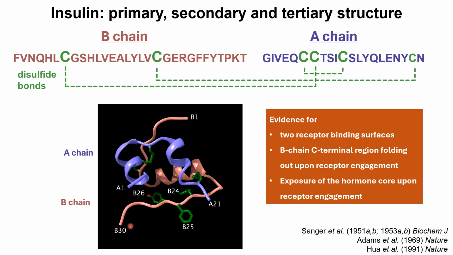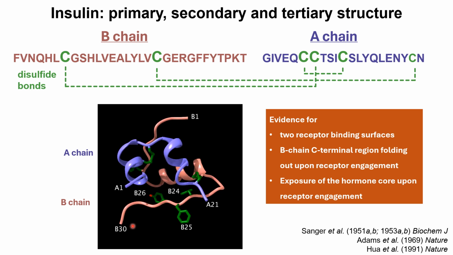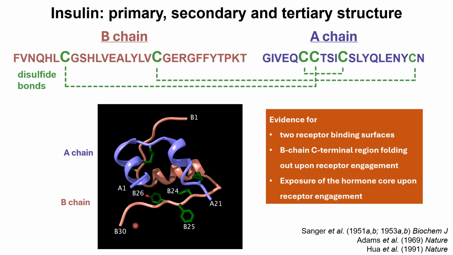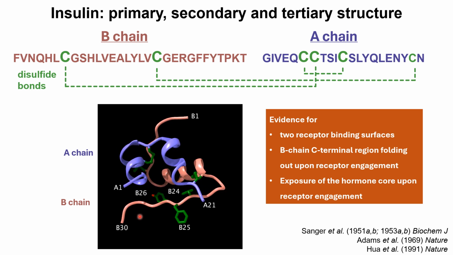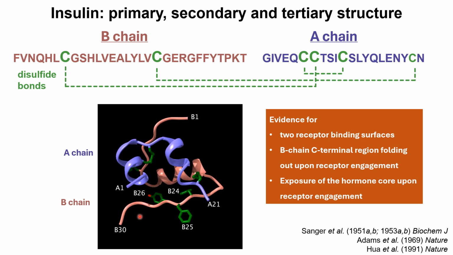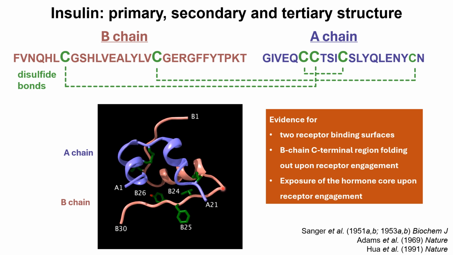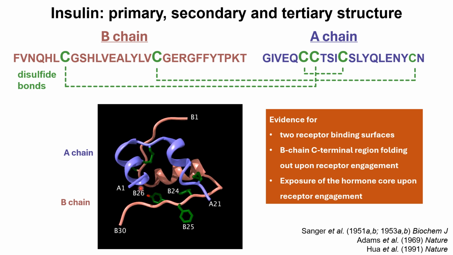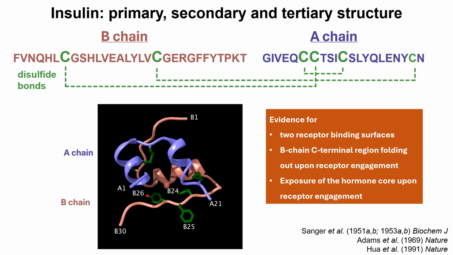Now, through various analyses of sequences and mutagenic studies, it was deduced fairly early on that there are two distinct surfaces on insulin that are responsible for receptor engagement. It was also deduced that upon receptor engagement, this segment over here, the C-terminal segment of the B chain, must fold away from the core of the hormone to expose further hydrophobic residues within this region that in turn engage receptor. So all of this was deduced without any explicit knowledge of the receptor itself.